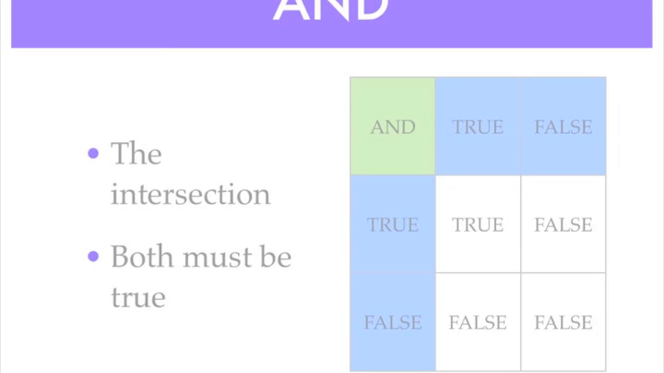The and condition tests the intersection. That is, if I have two conditions, both must be true in order for my test to evaluate to true. So condition 1 is true, condition 2 is true, it evaluates to true. Condition 1 is true, condition 2 is false, it evaluates to false. Condition 1 is false, condition 2 is true, it evaluates to false. If both conditions are false, it evaluates to false. Both have to be true to evaluate to true.